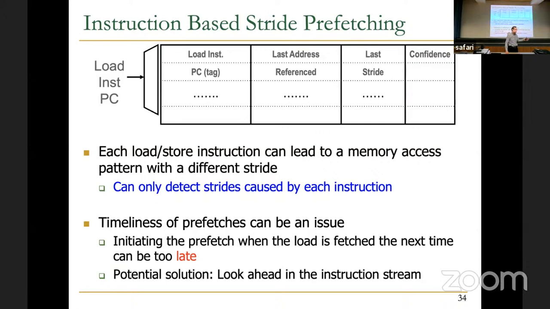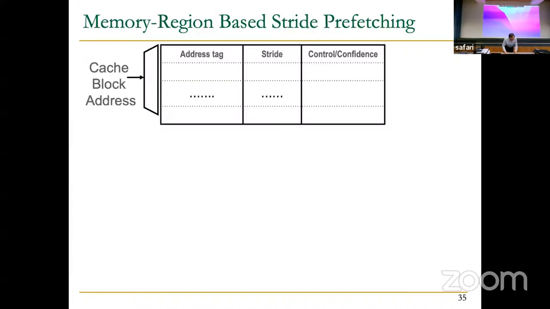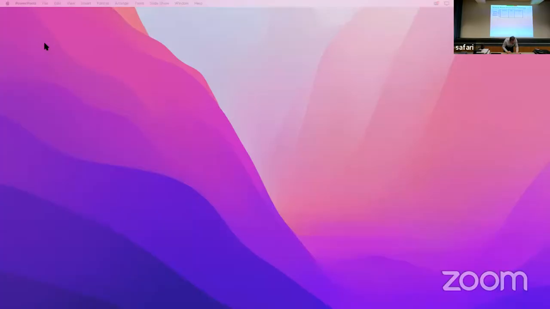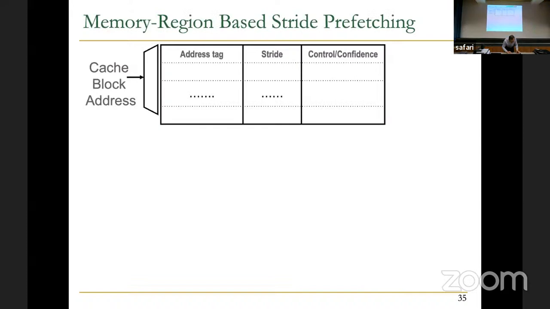Okay, the memory region based. Okay, I should fix this right now. Worries me a lot. Okay, there you go. Memory region based stride prefetching is different. I need to use a slideshow. What happened? There's something wrong with this computer, I think. I lost the pointer. Okay, it came back.